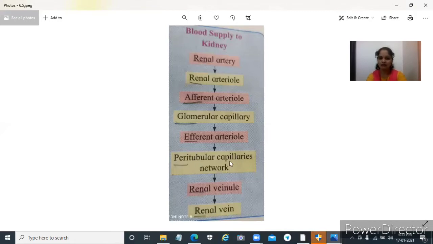After that, this peritubular capillary network joins again to form the renal venule, and the renal venules rejoin together to form the renal vein. This renal vein leaves the kidney from the hilus region. So all these things are related to the blood supply to the kidney. So let's study the next figure.